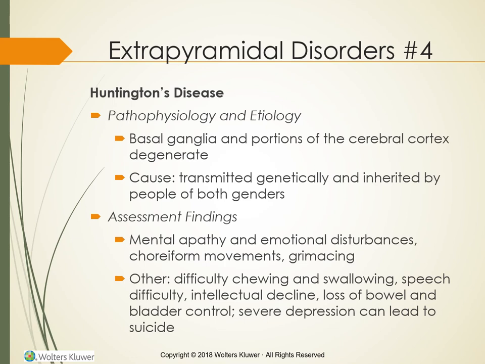Huntington's disease. This is a hereditary disorder of the central nervous system. Huntington's disease is an extrapyramidal disorder that is transmitted genetically and inherited by people of both genders. The basal ganglia and portions of the cerebral cortex degenerate. In the early stages, clients can participate in most physical activities. However, as the disease progresses, hallucinations, delusions, impaired judgment, and increased intensity of abnormal movements develop.